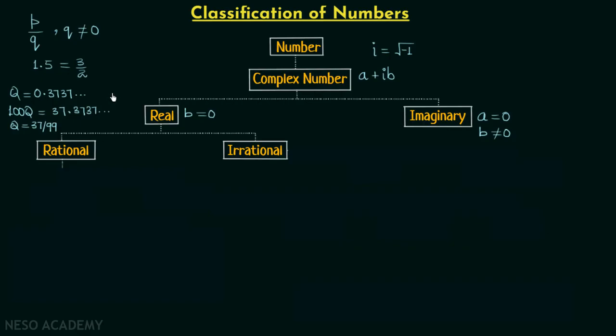Now we will talk about irrational numbers. Irrational numbers are not rational numbers. They are the real numbers which can't be expressed as the ratio of two integers.